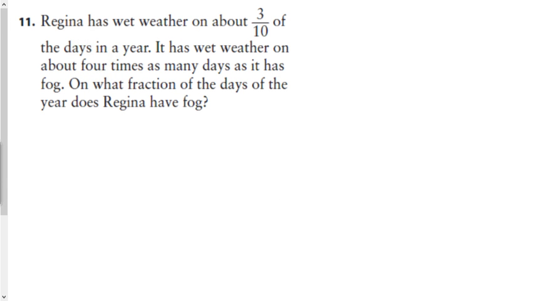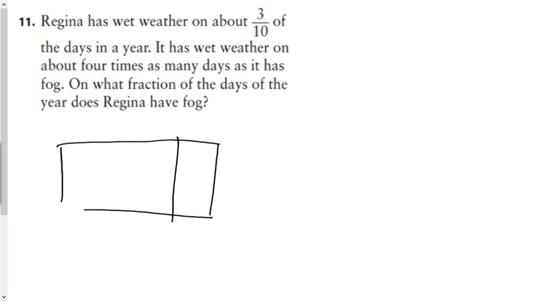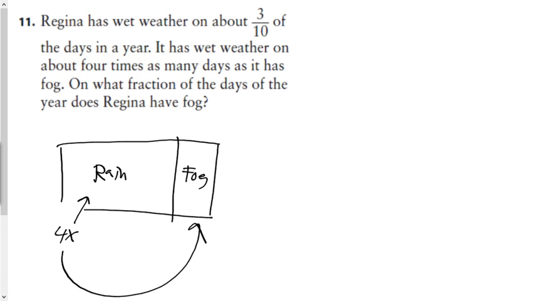Question number 11 says, Regina has wet weather on about 3/10 of the days in a year. It has wet weather on about 4 times as many days as it does fog. So if I'm thinking about this, we're going to say rainy days and foggy days. This amount here is 4 times larger than this amount here. Okay? So another strategy you can use for solving these questions is to make simpler questions.